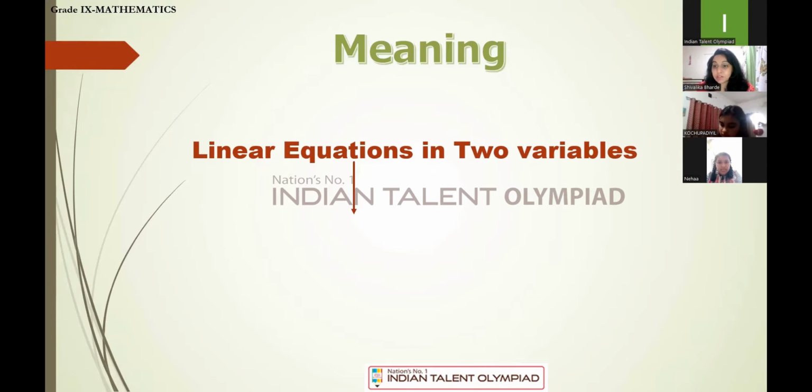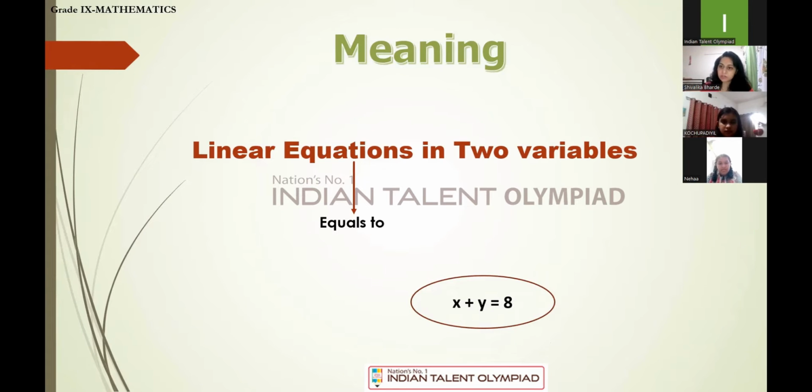An equation means two expressions which are equal, like this example: x plus y is equal to 8. This is an equation because there is an equality sign. If there is no equal sign, like x plus y, or x plus y plus 8, then it's not an equation. It will become an expression.